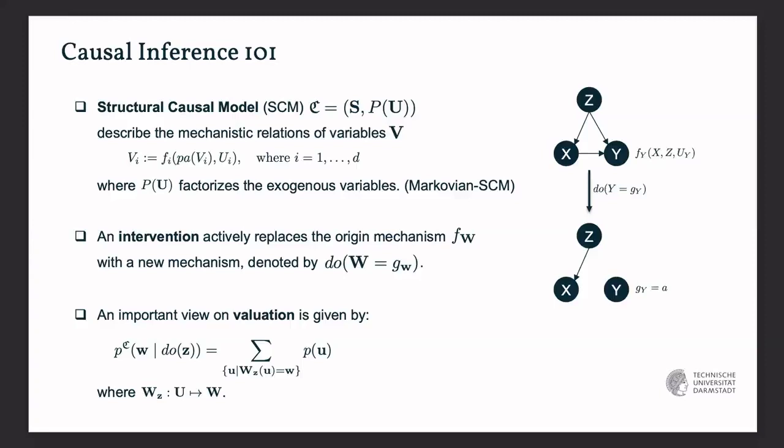And an important view on the evaluation: if you really want to get the causal effect of something, then what it is doing is looking at all the worlds which are consistent with that intervention and collecting all these different details, these U instantiations. But again, if this is too fast, don't worry. It's really just important that there are structural causal models, there are interventions, and we can actually evaluate these things.